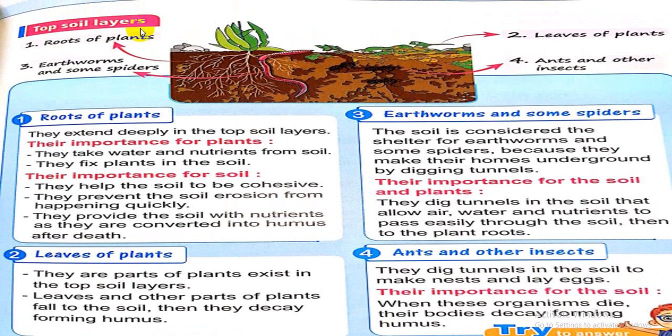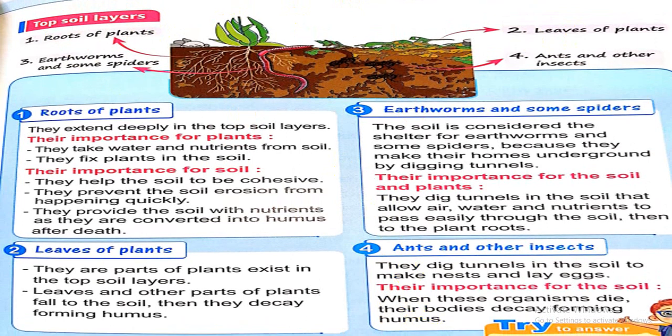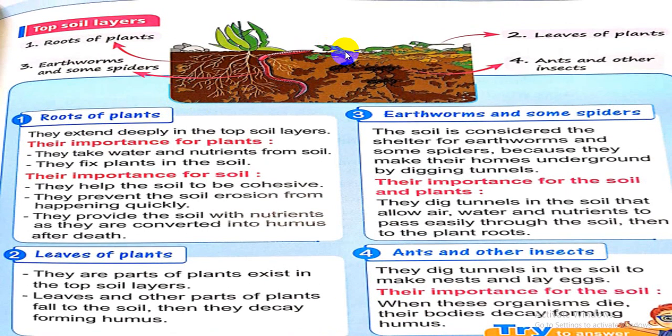Top soil layer, we said, contains four components: roots of plants, leaves of plants, earthworms and some spiders, and number four, ants and other insects. Okay, the first component is roots of plants. Roots of plants extend deeply in the top soil layer.